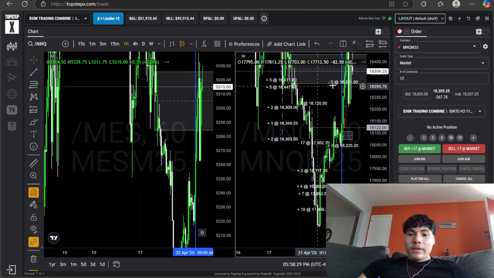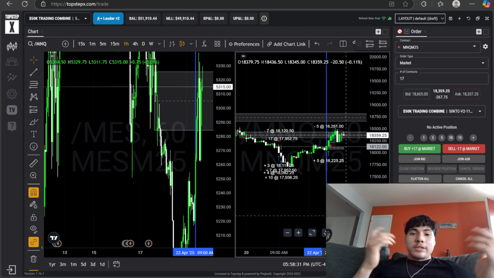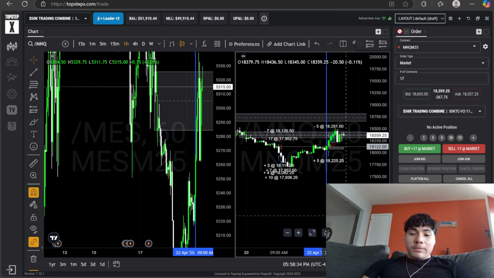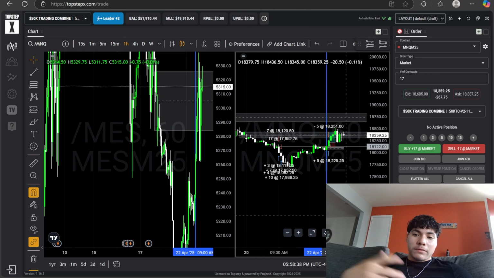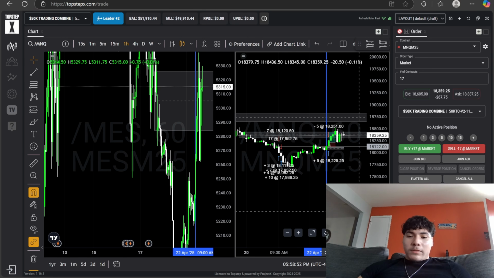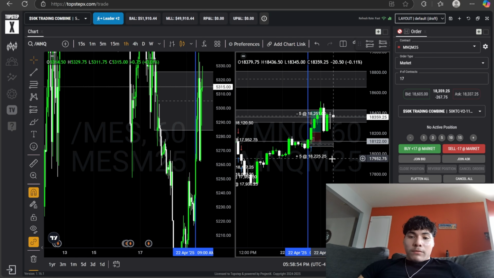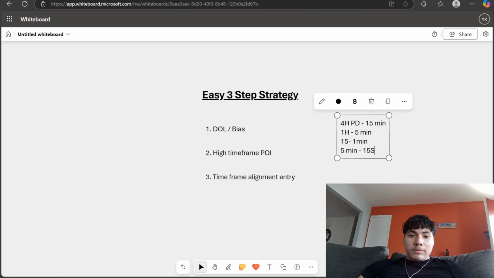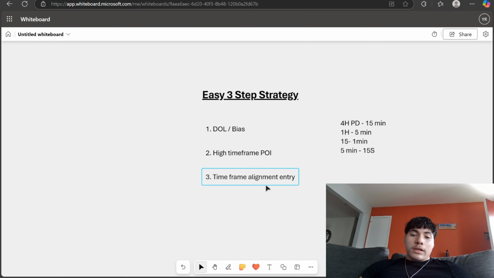And yeah, it's such a simple, easy strategy. 3 easy steps. There's obviously stuff I haven't gone into detail with. Obviously other stuff I look at, but in terms of my entry model, these are the 3 basic things I use every time I enter a trade. I can go into more details, I can explain more things, but it's going to be a longer video. I can make that later on, but for now, these are the 3 simple steps I use: draw on liquidity bias, higher time frame POI, and then time frame alignment.